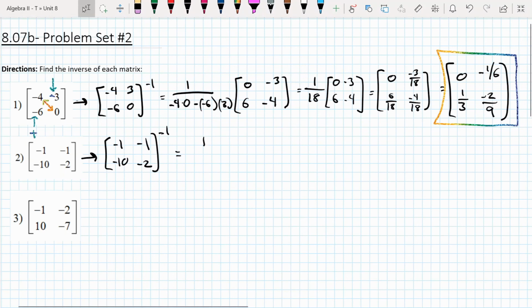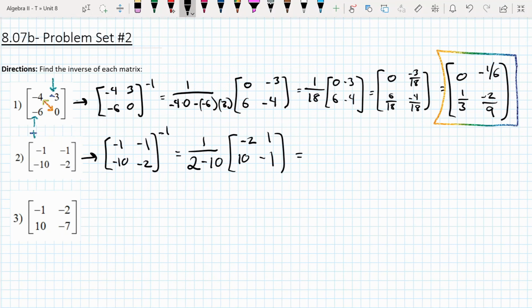So 1 over negative 1 times 2, well, that's negative 2. 1 times 10 is 10, so minus 10. The negative 2 and the negative 1 will flip their location, and the sign of the negative 10 and the negative 1 will change as well. This is what we get for this one. So we get negative 1 over 8, negative 1/8, negative 2, 1, 10, negative 1.